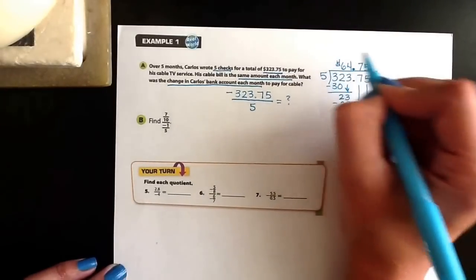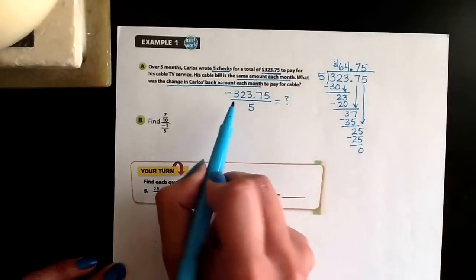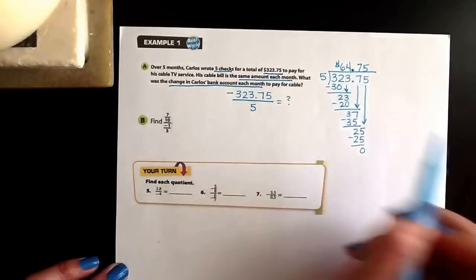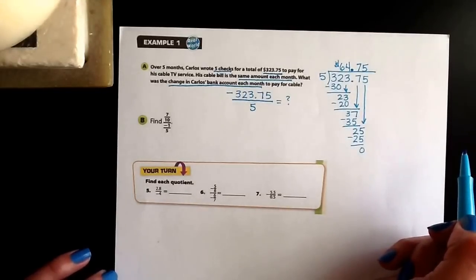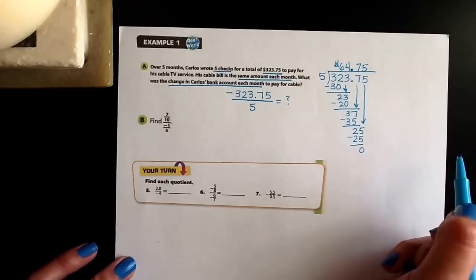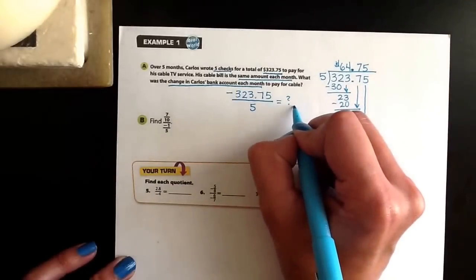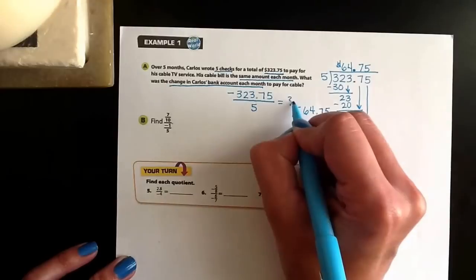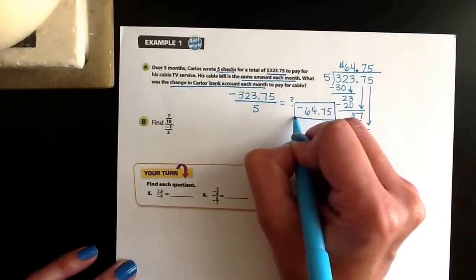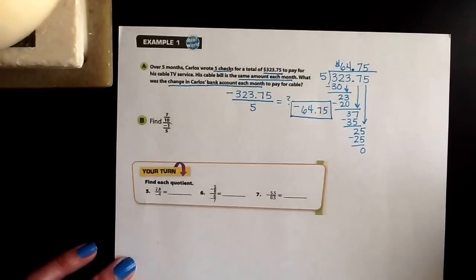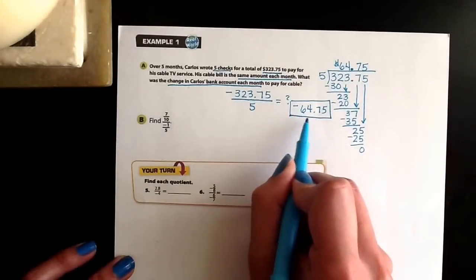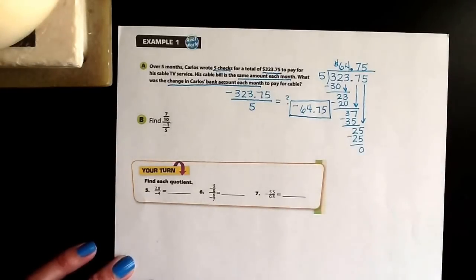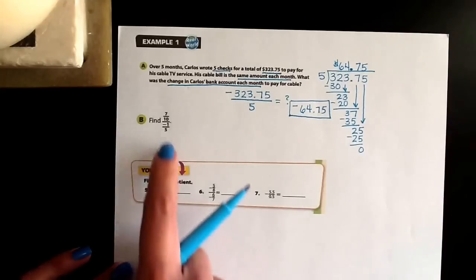So this would be my answer, but again, I'm dividing a negative by a positive. So my answer, if I cover a negative sign and a positive sign on Plus Mountain, that means that my answer has to be negative $64.75 each month. That's how much, that's the change in his bank account. It decreases by $64.75 each month.